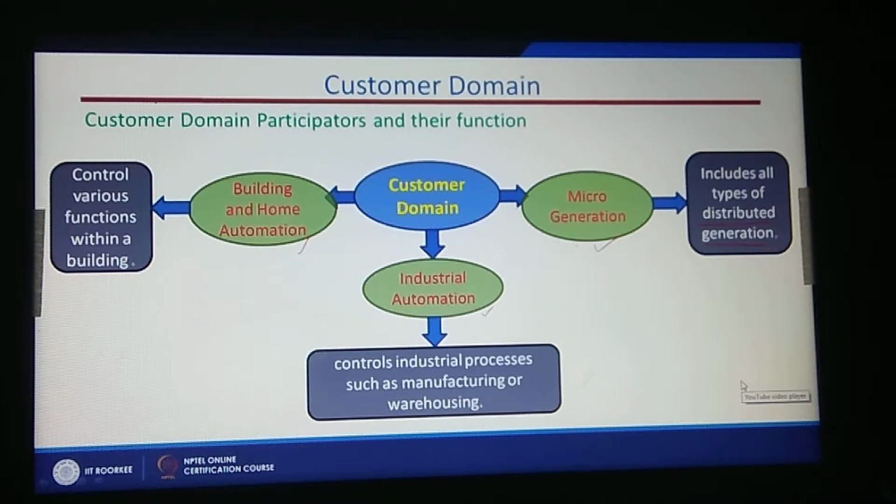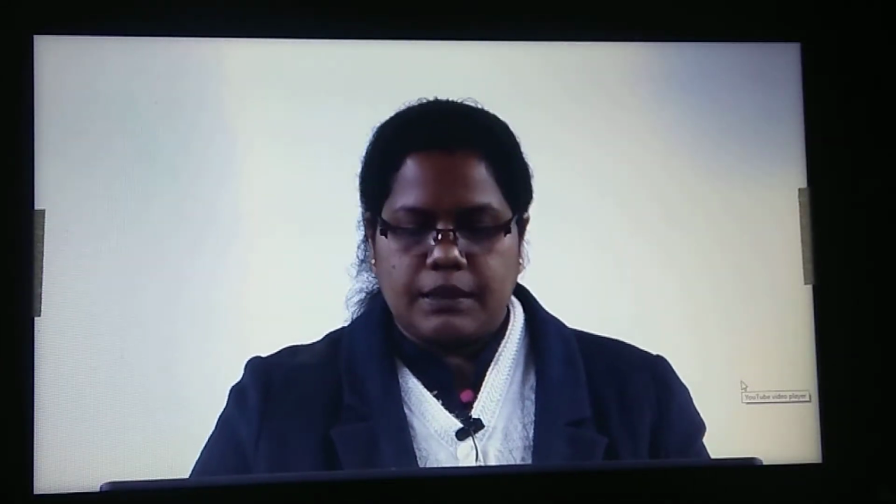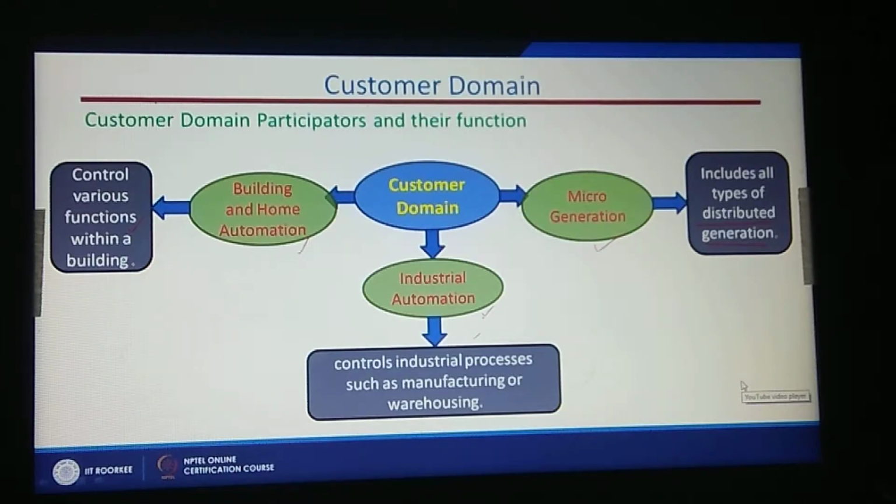If you see, what is the function of building and home automation? The major function of building and home automation is to control various functions happening inside a building of the smart grid. Similarly, industrial automation controls the industrial processes, such as in all industries we have different types of functions, manufacturing and also warehouses, so many things.